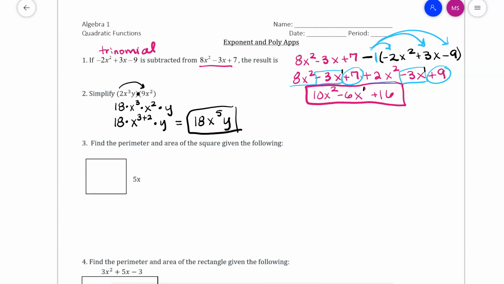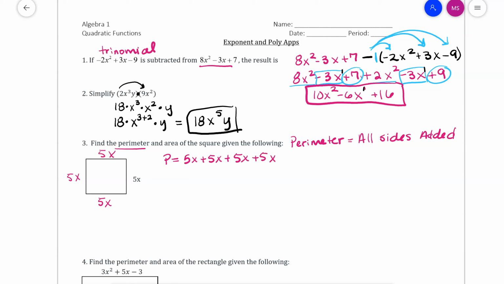Number 3, this is where we get into applications. We're going to find the perimeter and the area. So we're going to start with the perimeter first. So perimeter equals all the sides added up. So all sides added. That is how you find the perimeter of any shape. So a square is nice because a square has equal sides. So if this side is 5x, all the sides are 5x. So really you're going to do perimeter equals, well, it's just all the sides. You have 4 sides.